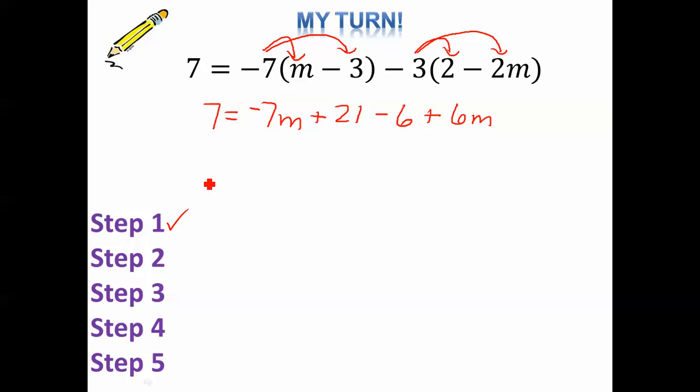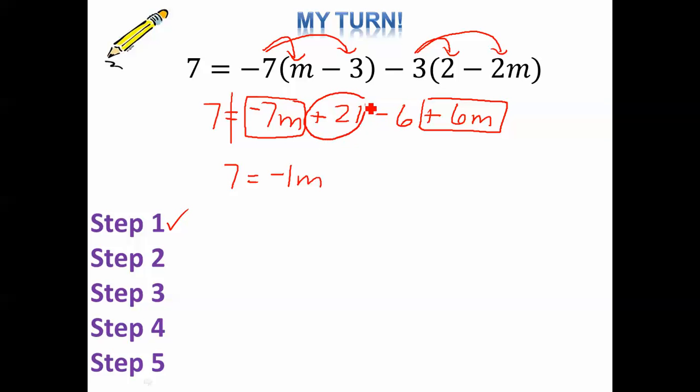Step 1 is done. Step 2 is to combine like terms. So we look at the left. All we have is a 7. There's nothing to combine. Look at the right. What can we combine on the right? Don't forget to take your signs with you. Negative 7m and plus 6m. Those are alike. So we bring our 7 down from the left side. Negative 7 plus 6 is negative 1m. Then we can also combine our plus 21 minus 6, and we get plus 15. So step 2 is done.